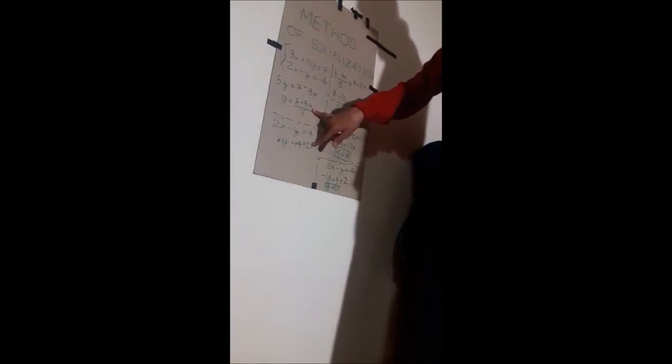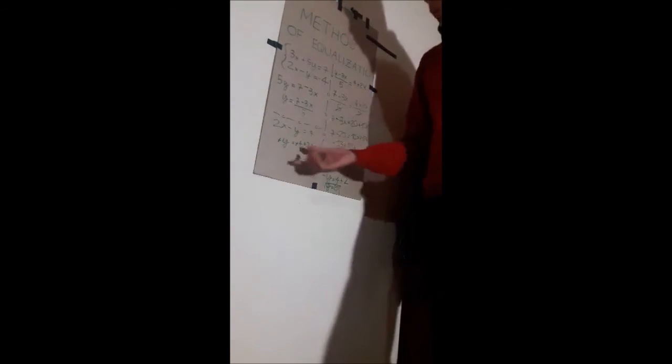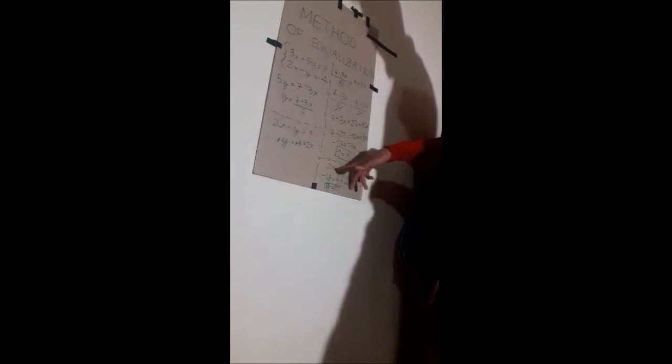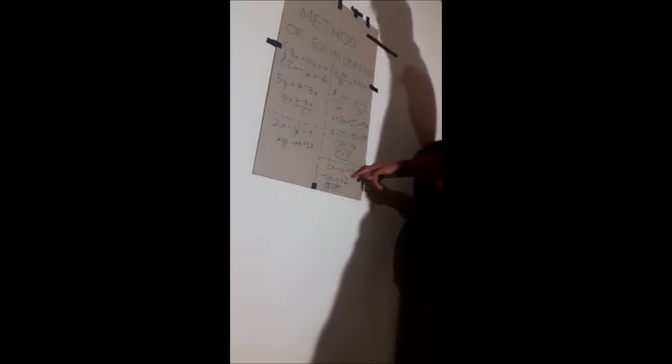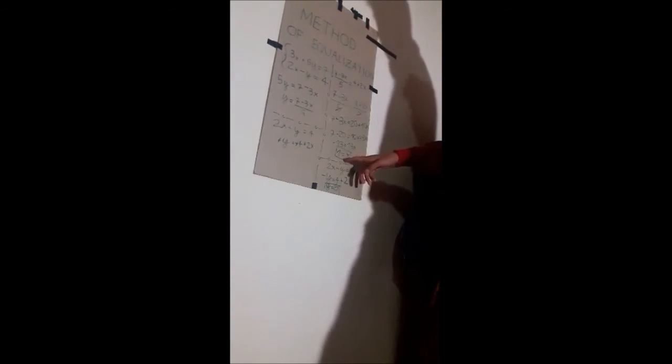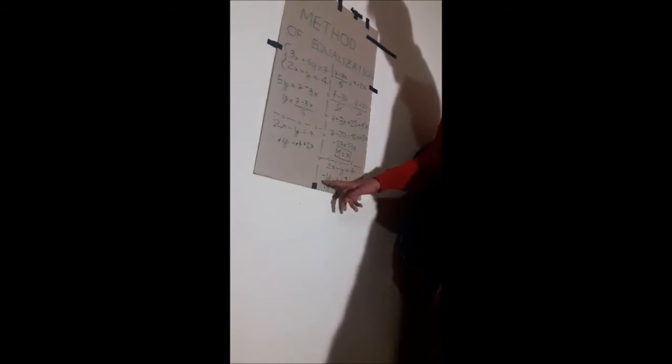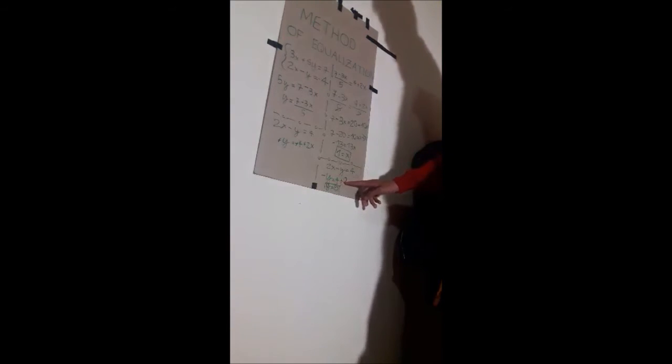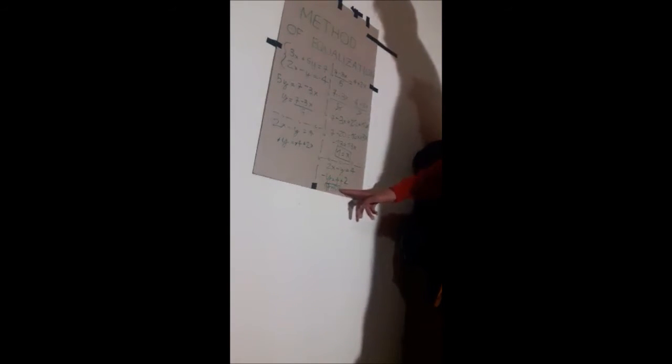And finally, we choose either equation and replace the x. In this case, 2x minus y is equal to 4. So now we replace, and this is minus y is equal to 4 plus 2. So the final result is y is equal to 6.